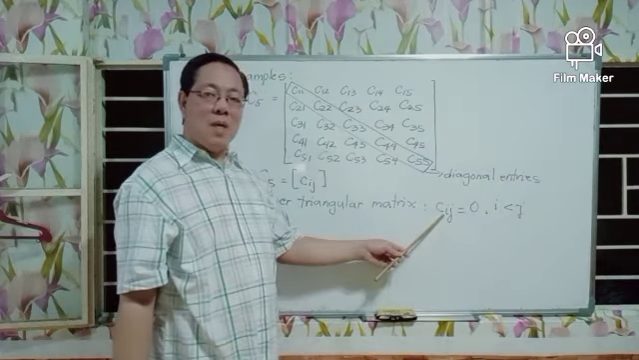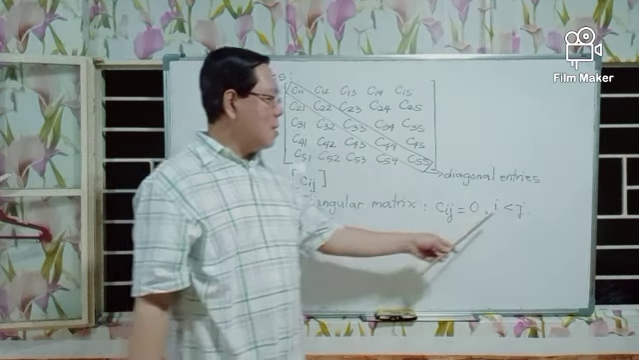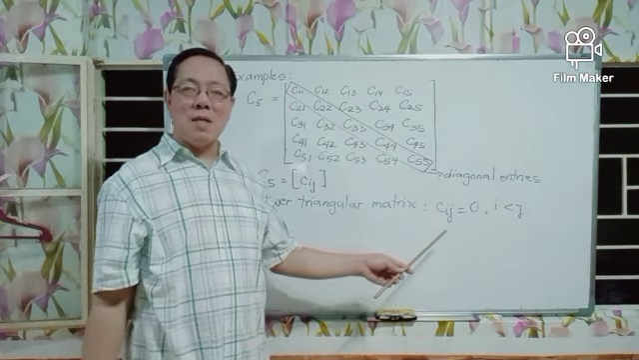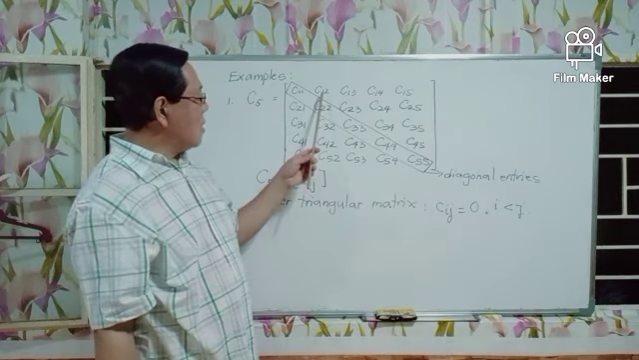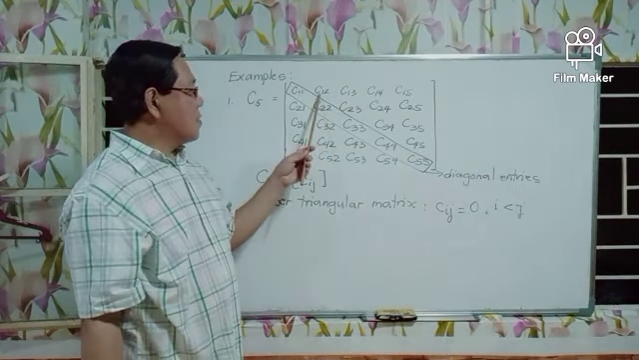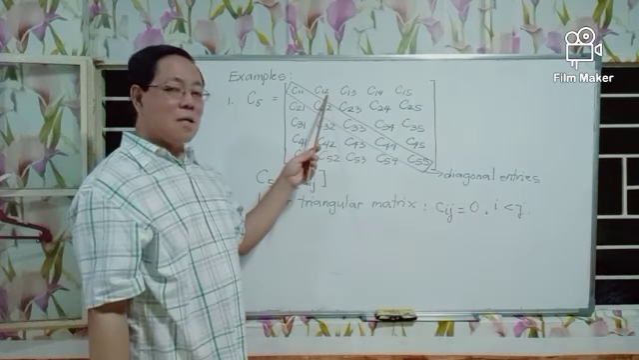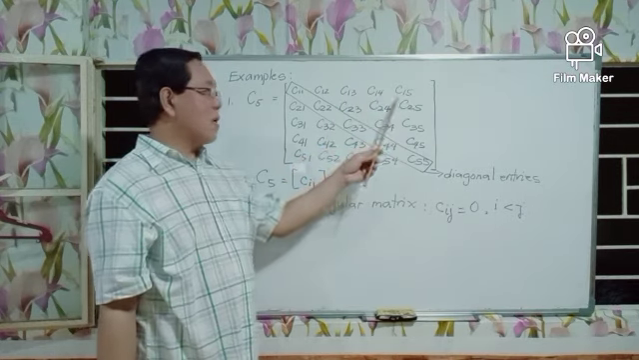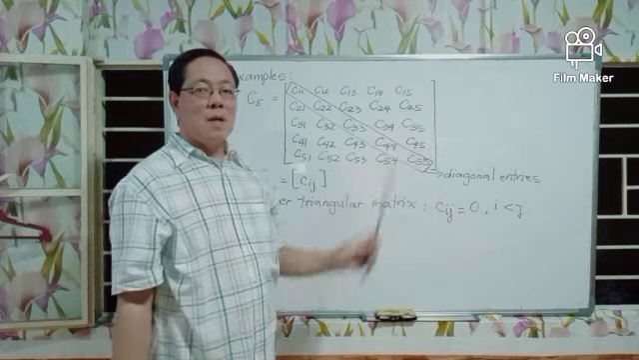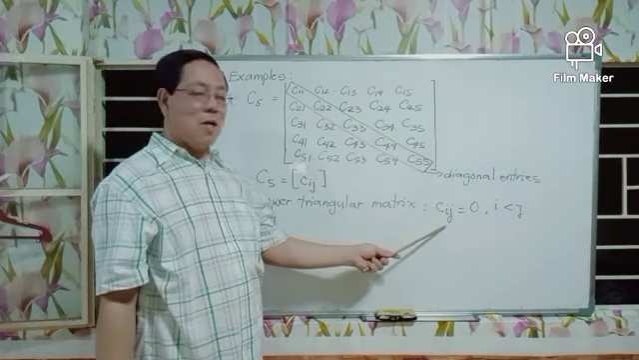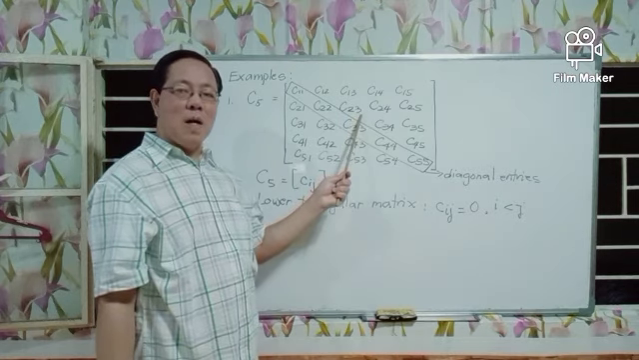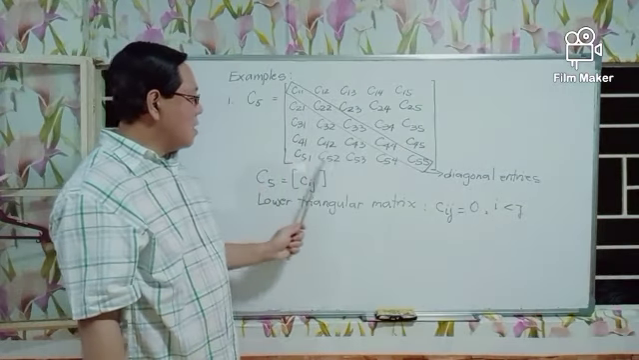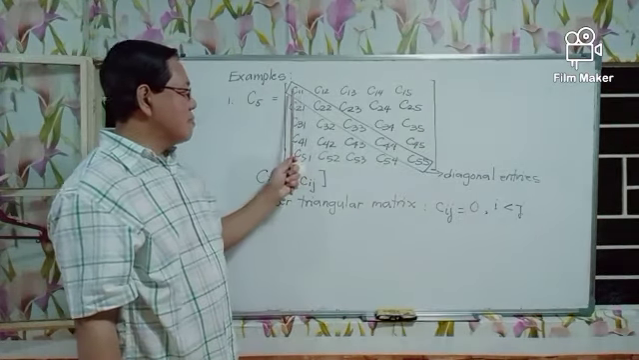The row number of the entry c sub ij is less than the column number of the entry c sub ij of matrix C5. And those are C12, where the first subscript 1 is less than the second subscript 2. This is C13, C14, C15. All these entries have the property i less than j. The row number is less than the column number. And if all these entries are 0, then we have a lower triangular matrix.